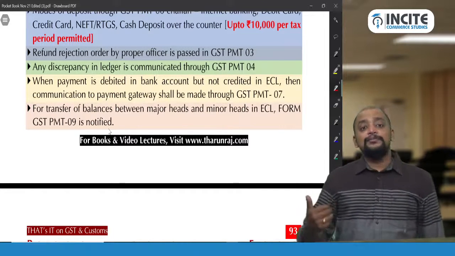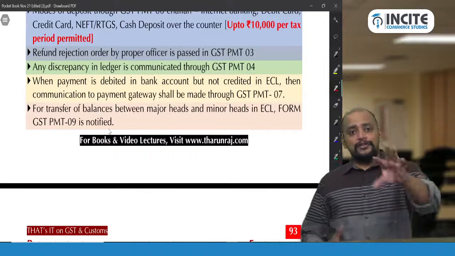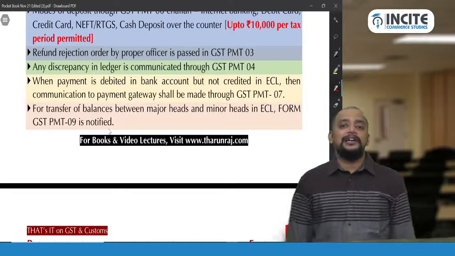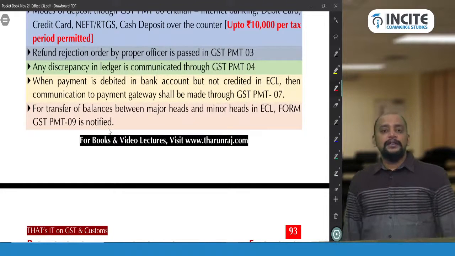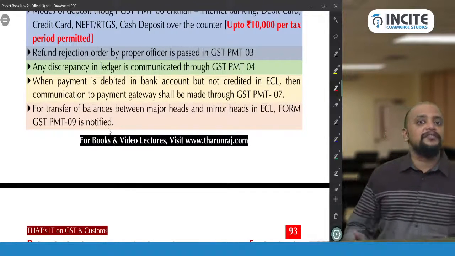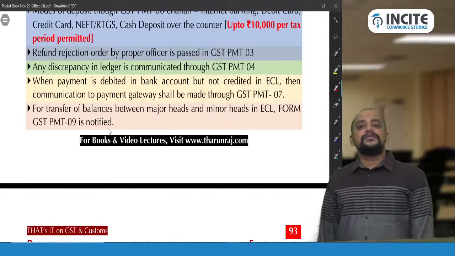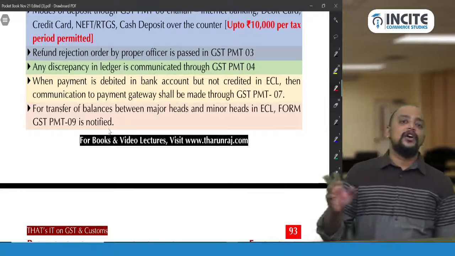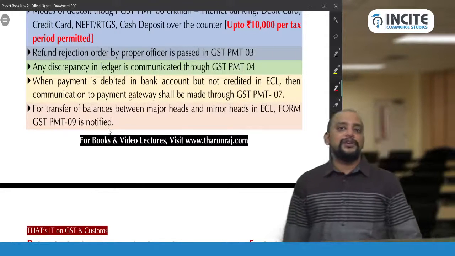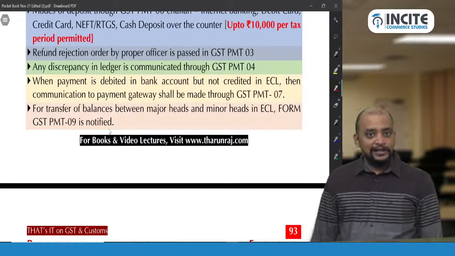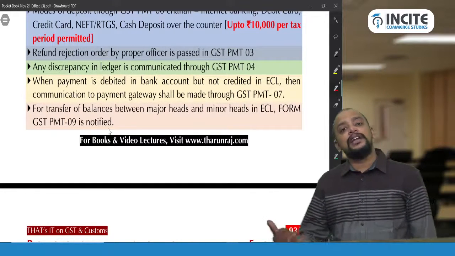And then PMT 5 and 6 we know. PMT 3 and 4 were missing, so I covered that. PMT 5 and 6 are cash ledger and deposit challan. PMT 7 is for whenever money is debited from our bank account but is not reflected in the cash ledger. In that case we will intimate the payment gateway through the common portal. That intimation will be in PMT 7. And then PMT 8 is not there, but PMT 9 is there.